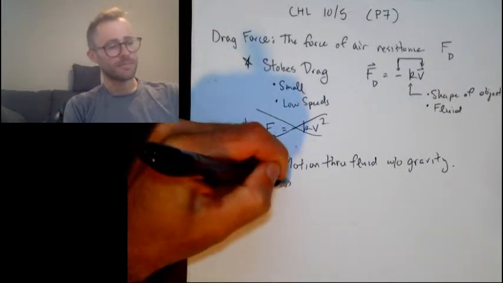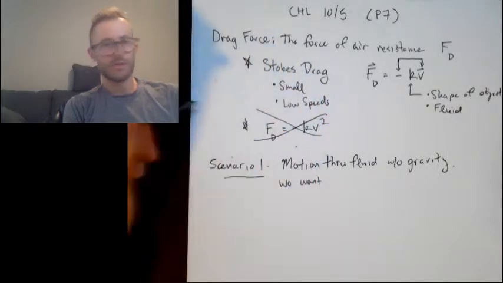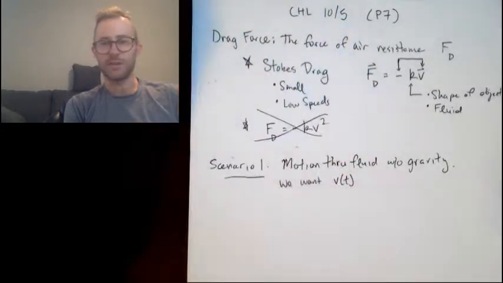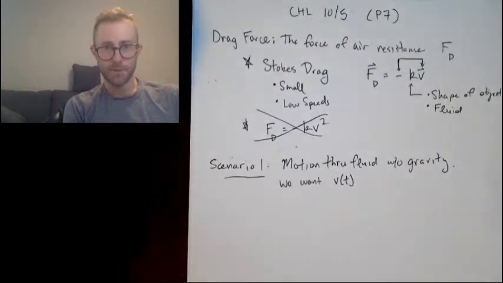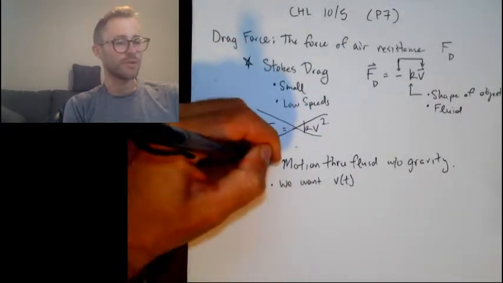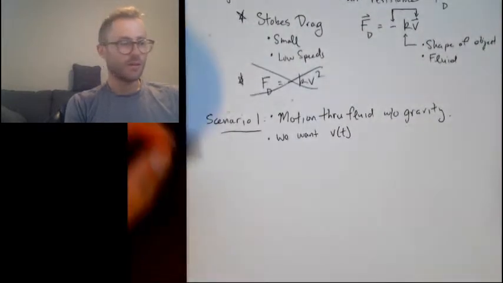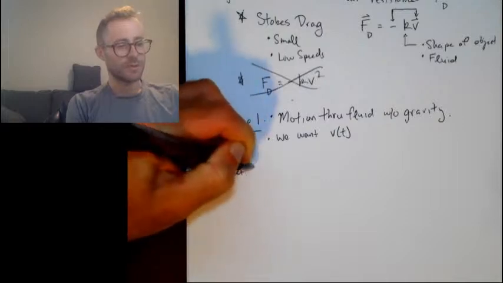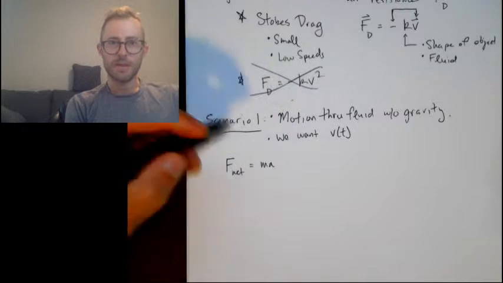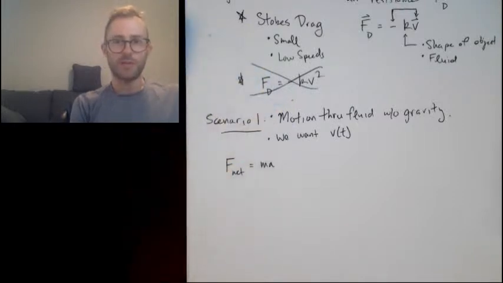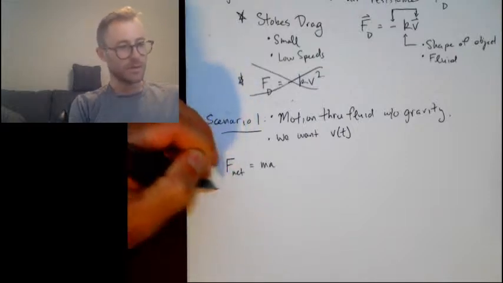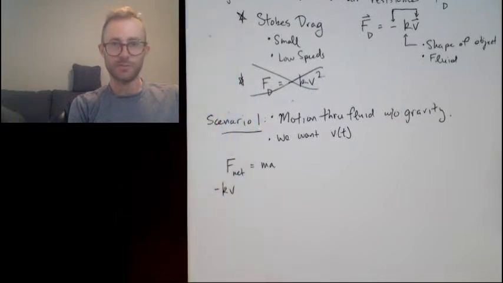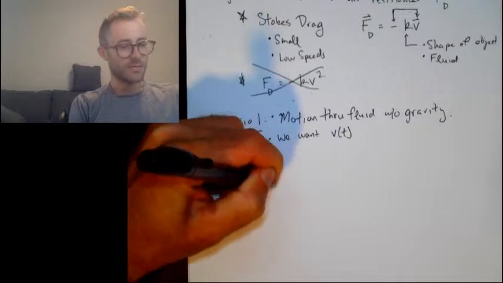And we want an equation for the velocity as a function of time. Okay? So we want to know, what is the velocity as a function of time. So to do that, we are going to write Newton's second law. Net force equals ma. And because it's motion through a fluid without gravity, the only force present is the drag force. So minus kv is the net force. And then I'm going to write the acceleration as dv dt.